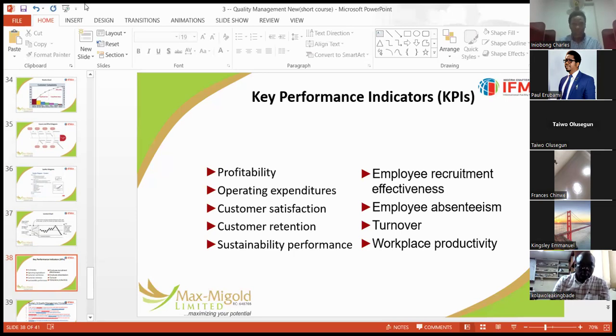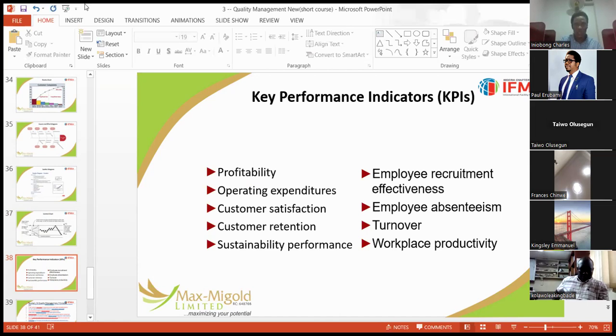You see, number one thing there is profitability. So one way for you to achieve profitability is cost control, cost management. Ensure you have full control of your cost. Operating expenditures, customer satisfaction, customer retention. Do you retain your customer?